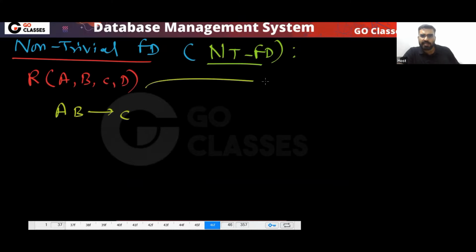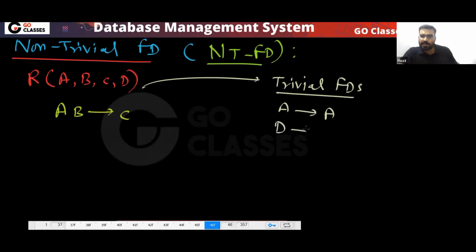Yes or no? In this relation, I can also give you trivial functional dependencies. So what are trivial functional dependencies? For example, A determines A. For example, D determines D. For example, DC determines C. For example, AD determines A. So all these are trivial functional dependencies.